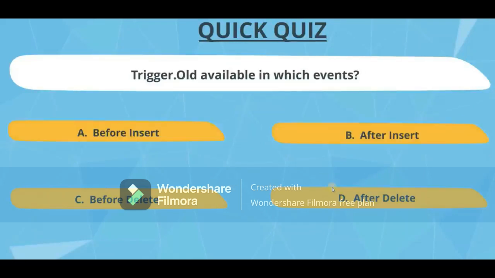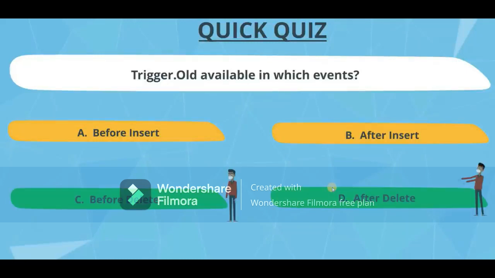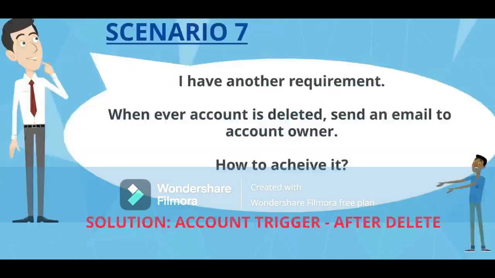Trigger.old is available in which events? I think you can guess it, right? It's the opposite way. So it's before delete and after delete. Because before insert and after insert, there is no existing values. If you provide new values, that will be stored in Trigger.new. If there is any existing values, then it will be stored in Trigger.old or old map respectively.